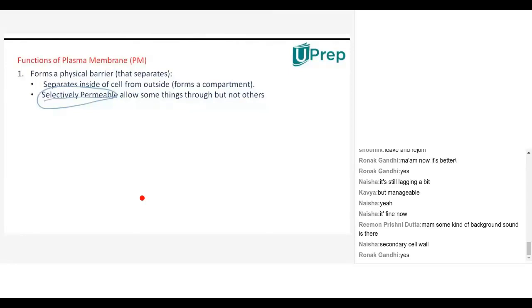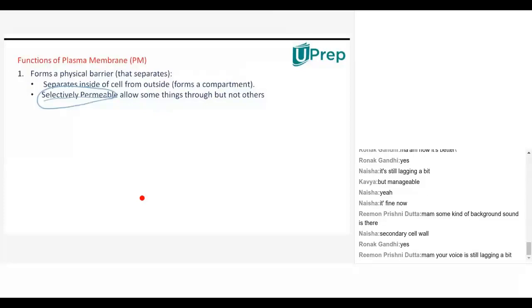But the plasma membrane is not allowing every molecule to enter into the cell. It shows selective permeability for molecules to enter into the cell. What does selective permeability mean? It means that the cell membrane will allow only the molecules which are needed by the cell to enter into the cell. The other molecules it will not allow to enter.